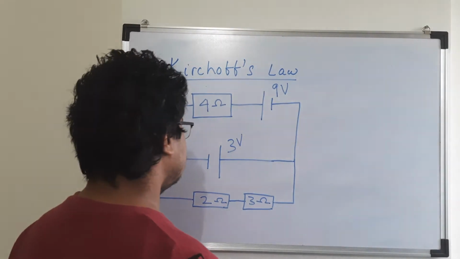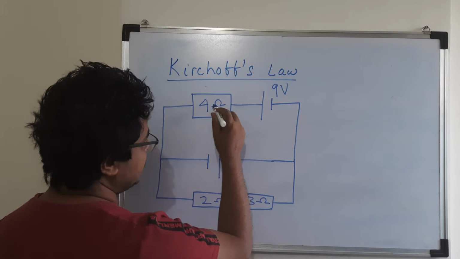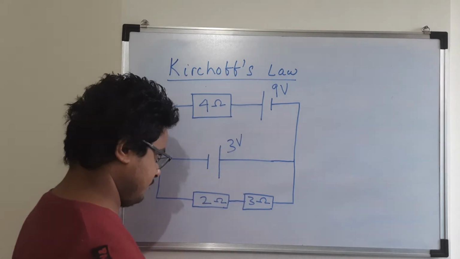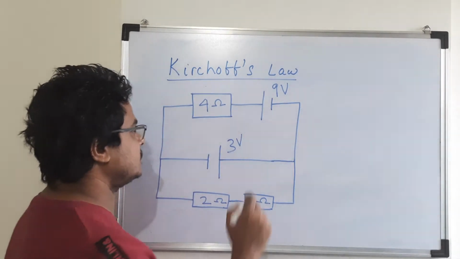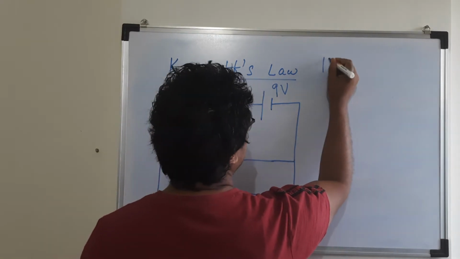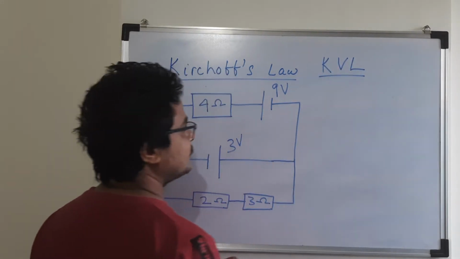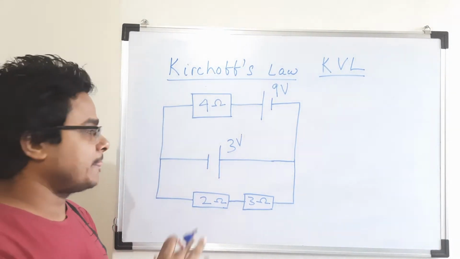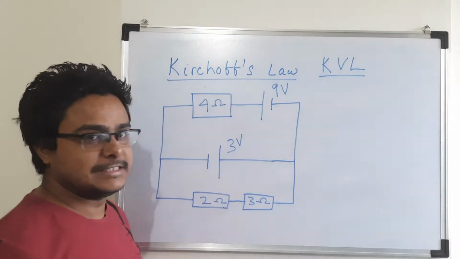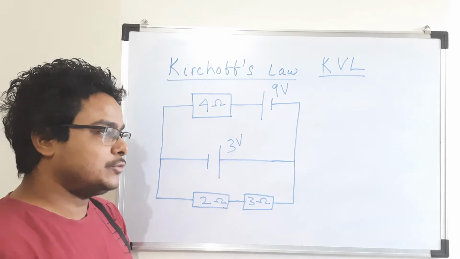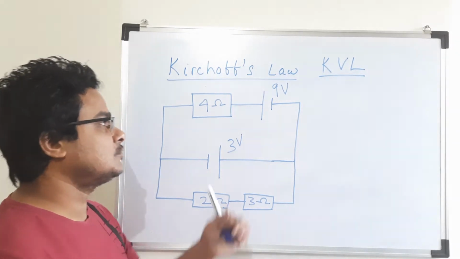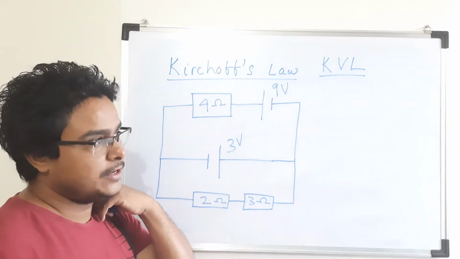Now let us find out what is the current across each resistor. Okay, across each resistor using this KVL. So Kirchhoff's voltage law we are going to use, and then we need to find out what is the current across each resistor. So let me tell you few assumptions that we need to take in KVL, right?